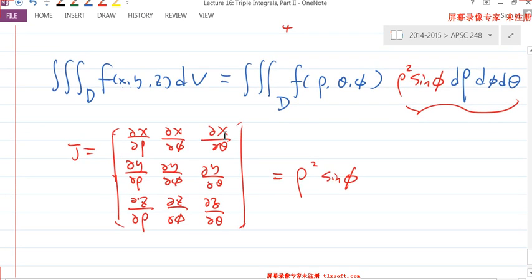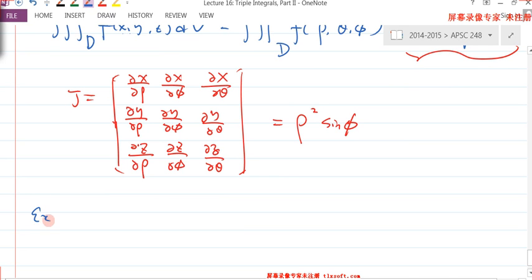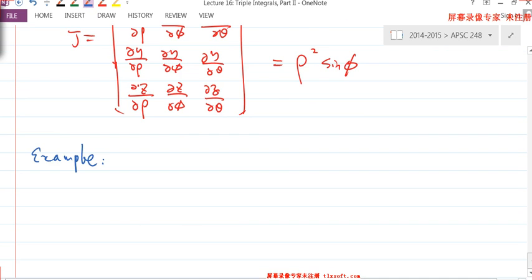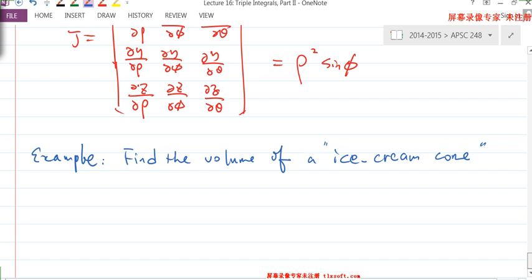All right, now let's try some examples here. How do we evaluate this triple integral using spherical coordinates? Let's try to find the volume of an ice cream cone. So the ice cream cone is a cut from rho equal to 1 by phi equal to pi over 3. The ice cream cone is cut from this rho equal to 1 by this one here. That's quite simple, right?